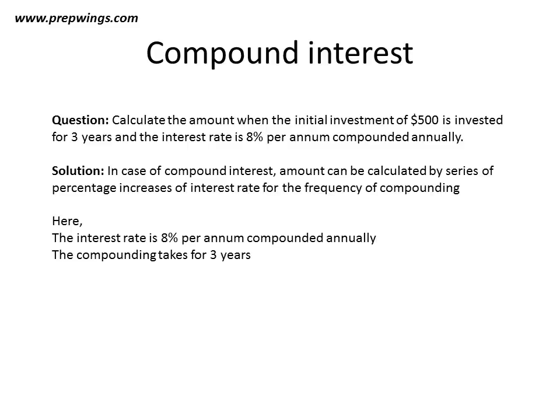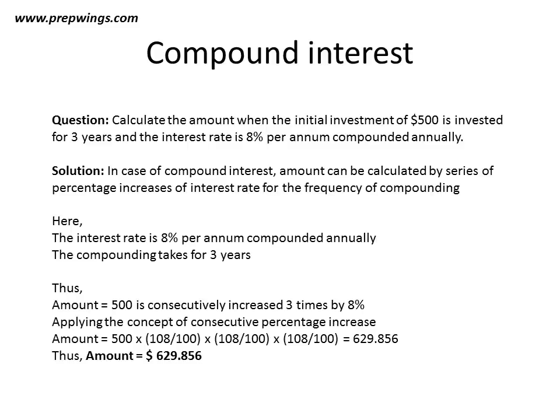Because an interest rate of 8% per annum means for every year 8% interest rate is there, and this is compounded annually. So after every year we have to increase the amount that we had at the beginning of the year by 8%. So to find the amount at the end of 3 years, we'll increase 500 by 8% 3 times. Thus, 500 is consecutively increased 3 times by 8%.